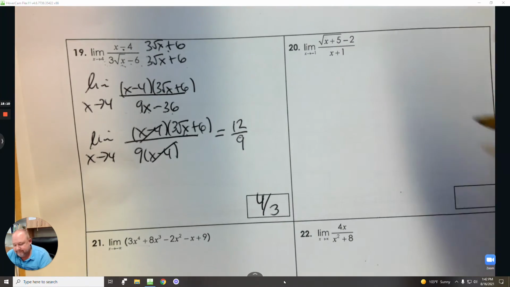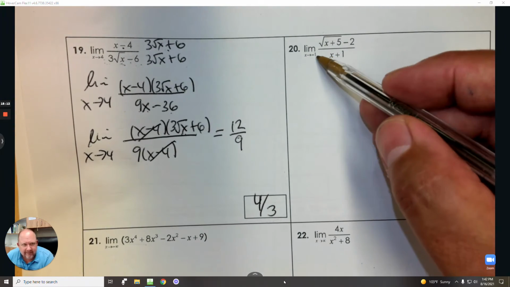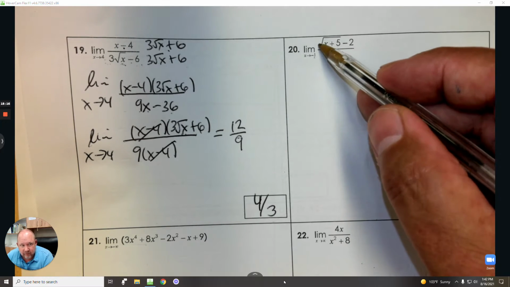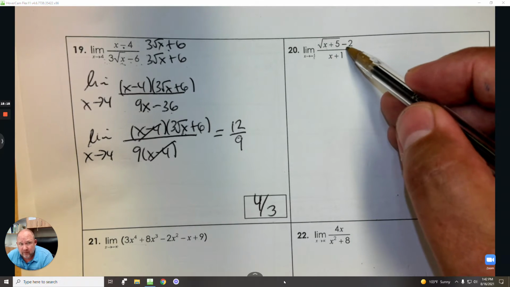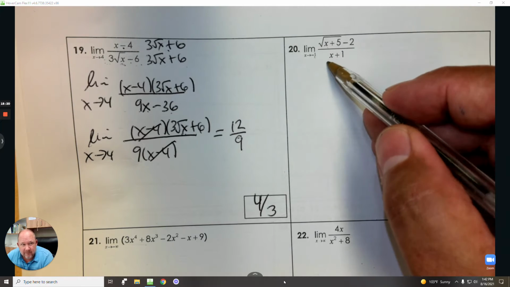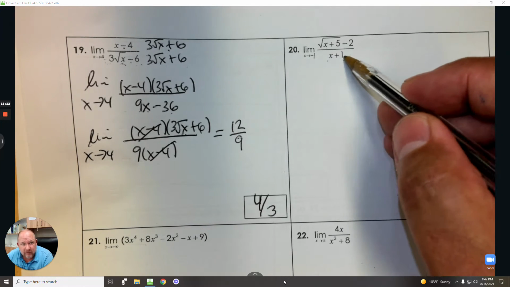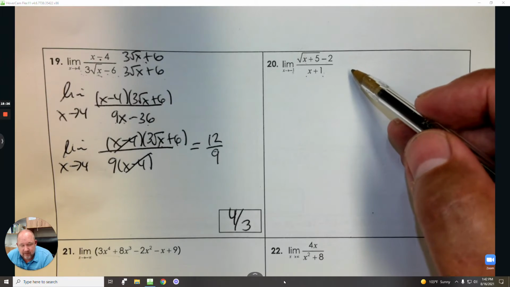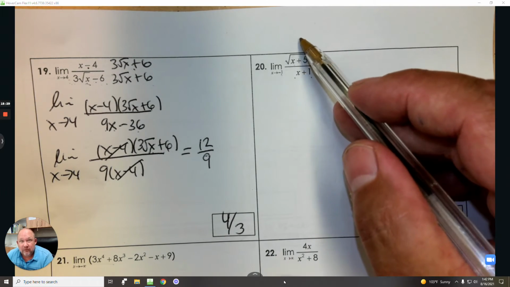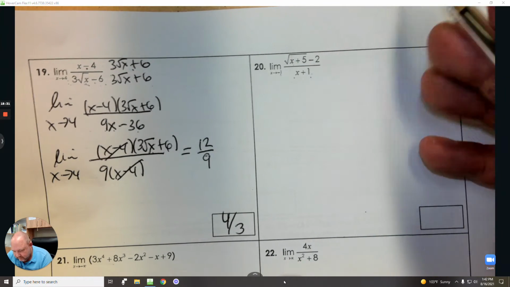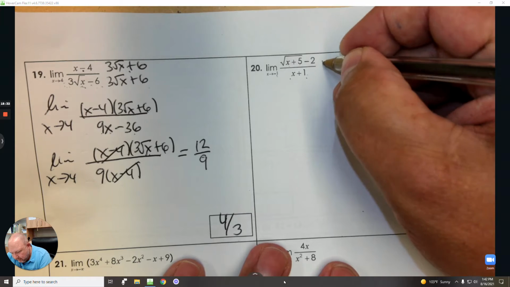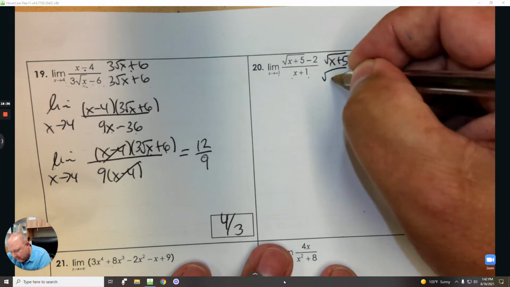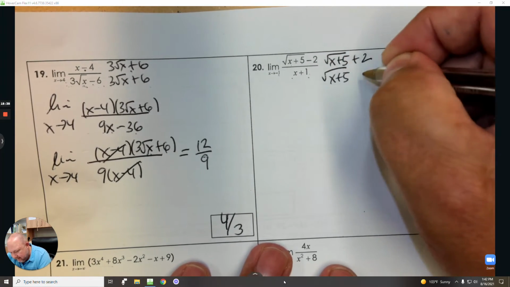Number 20. Step number 1, evaluate at -1. So -1 plus 5. So the square root of 4 is 2, and 2 take away 2, that's 0. -1 plus 1 is 0. This is indeterminate. 0 over 0. All right. We are going to use what's called the conjugate here to remove the discontinuity if we can. So we're going to go root x plus 5 plus 2. That's called the conjugate. Top and bottom.